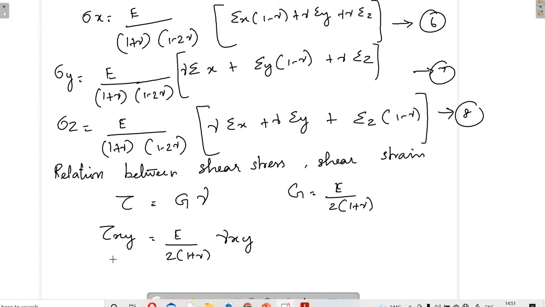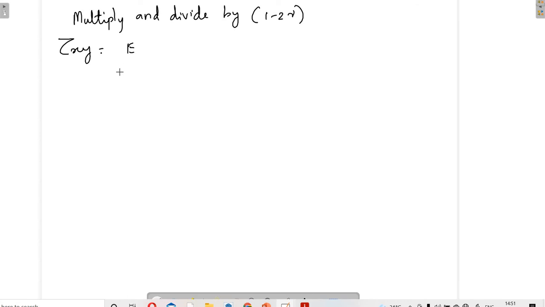Now we are going to multiply and divide by some component. So multiply the previous equation, as well as divide the previous equation, by 1 minus 2 nu. So that tau xy is equal to E divided by 2(1 plus nu), multiplied by (1 minus 2 nu) and divided by (1 minus 2 nu), times gamma xy. So this is equation number 9.